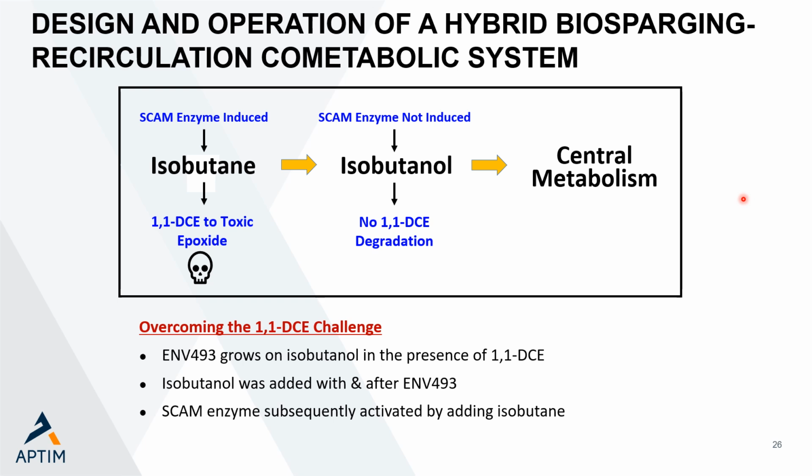So the concept here is basically to go into the field, bioaugment this culture, ENV 493, in a state where its enzyme is not induced, circulate isobutanol throughout the treatment plot to try and grow the culture to a high level, and then add isobutane. And ideally, the population at that point will be high enough to degrade all of the 1,1-DCE and then start degrading all of the other contaminants of concern. So by doing this, the concept is to overcome this toxicity that you see with 1,1-DCE.